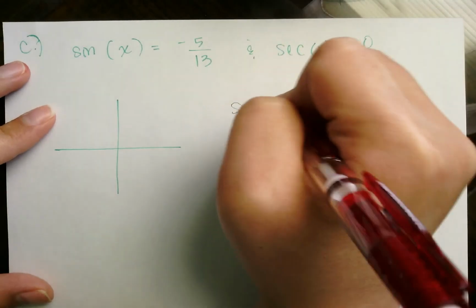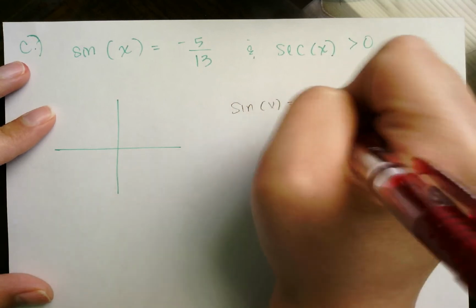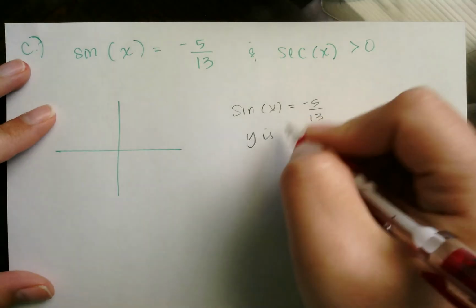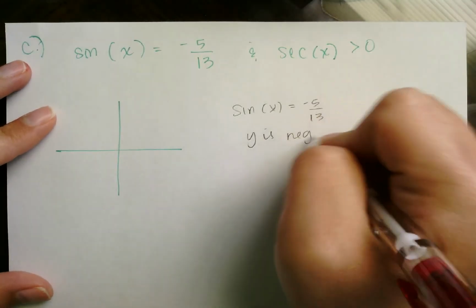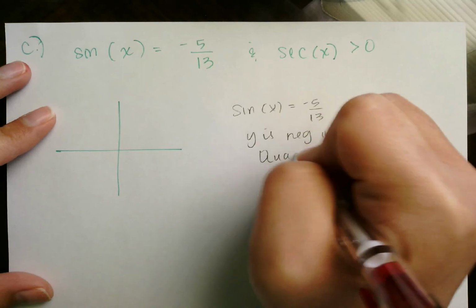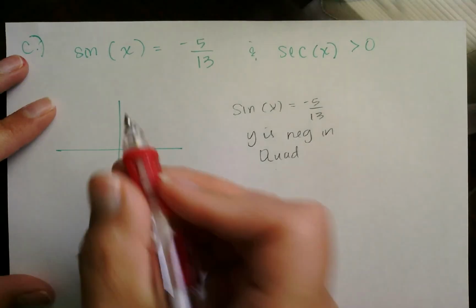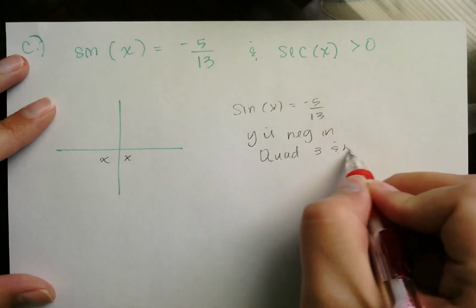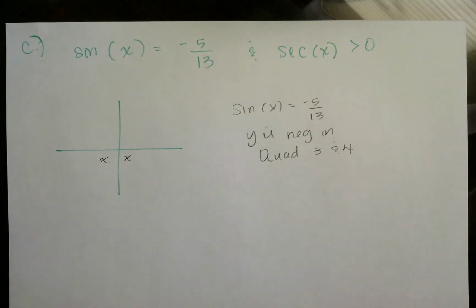Sine of x is equal to negative 5/13, so that's y is negative. Remember, your sine value is y. Y is negative in quadrants, what is it? Where is sine, y, negative? Yes, 3 and 4. Okay, there's that piece of information.